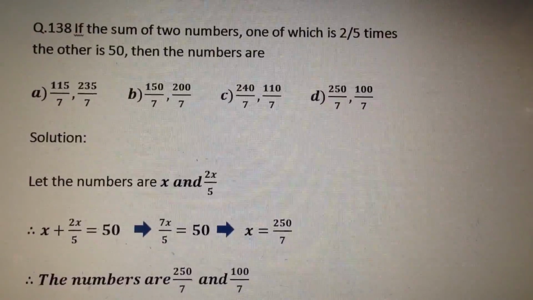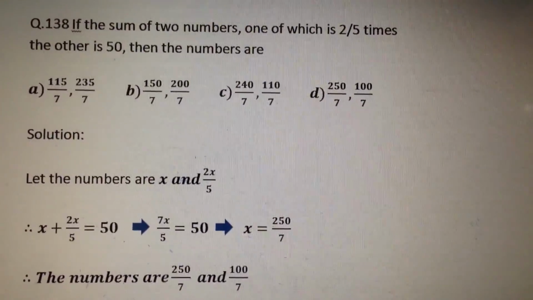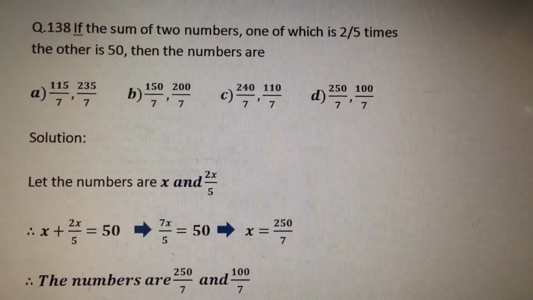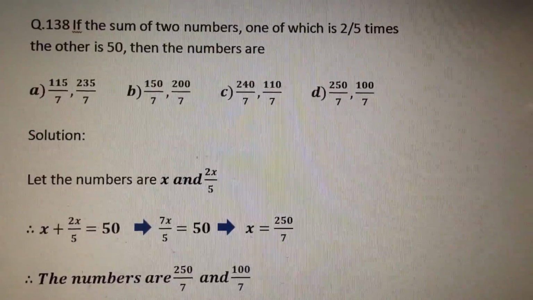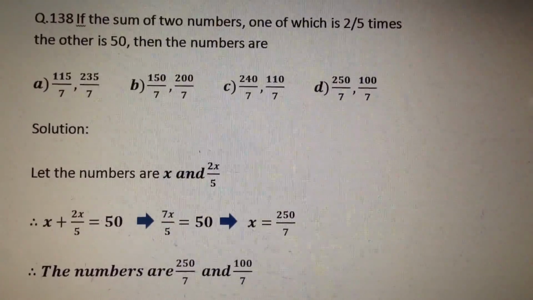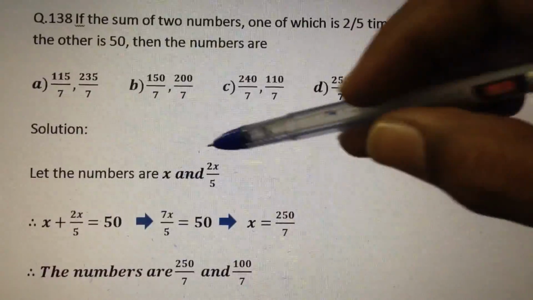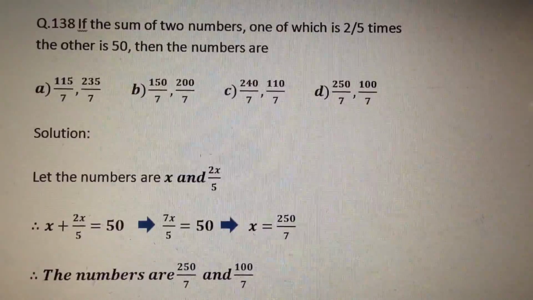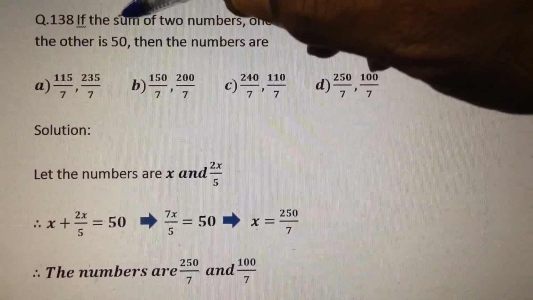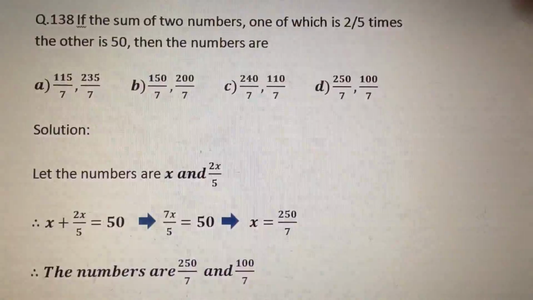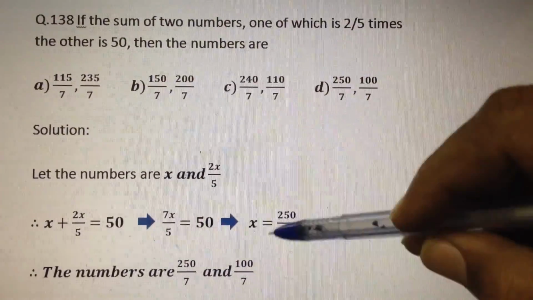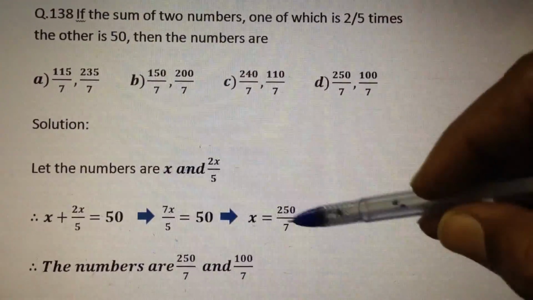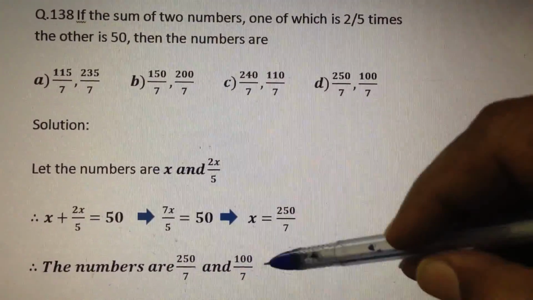Next question. If the sum of two numbers, one of which is 2 by 5 times of the other, is 50, then the numbers are. Let us assume the numbers are x and 2x by 5. Therefore, their sum is given as 50. That is, x plus 2x by 5 is equal to 50. Therefore, 7x by 5 is equal to 50 and x is equal to 250 by 7. Therefore, the numbers are 250 by 7 and 100 by 7.